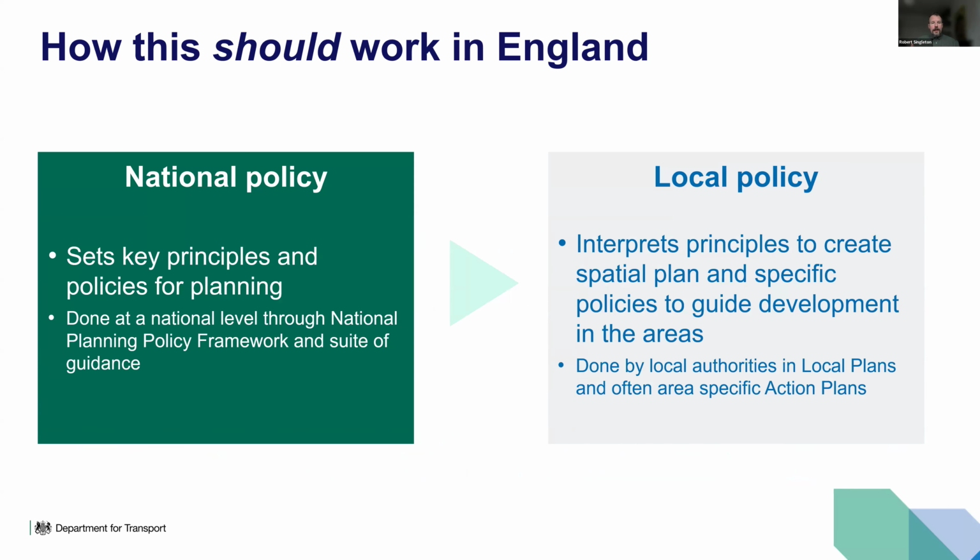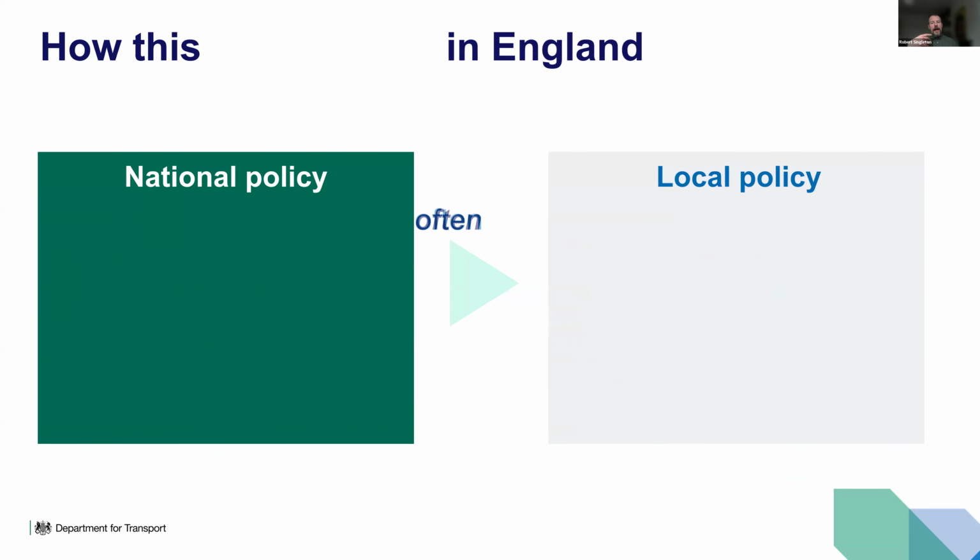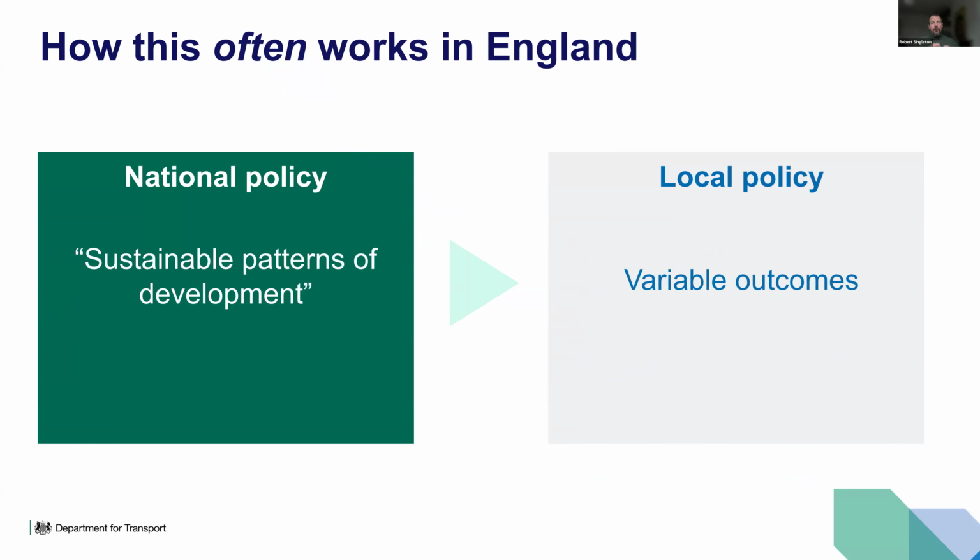So part of this is we've got a very good planning system that should work in England in a way in which national planning policy informs local planning policy, and you get a synergy of the two, so you can align infrastructure delivery with housing growth. Next slide, please. But how it often works in England is that whilst national policy is quite strong in terms of trying to secure sustainable patterns of development, it's interpreted differently at local authority level, which leads to variable outcomes. Next slide, please.